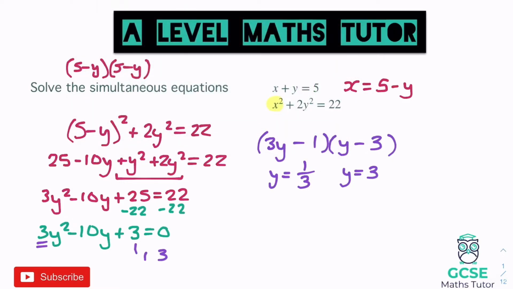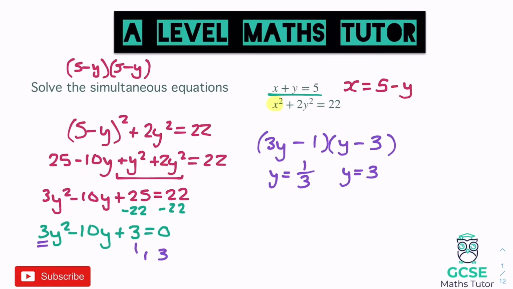Now we've got our 2 solutions for y. We have 1/3 and we also have the 3. We just need to sub that back into the equation up top, just to make sure we get our value of x as well. Now not forgetting, it says x plus y equals 5 as our equation there, we just need to sub in these two values and get our corresponding values of x.